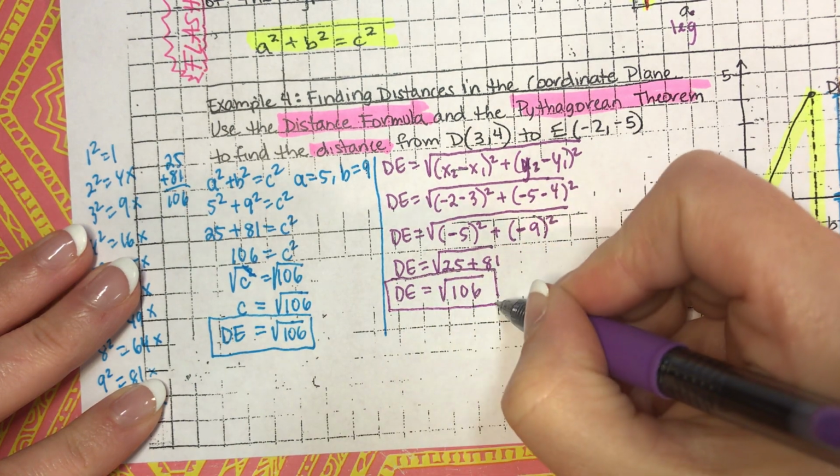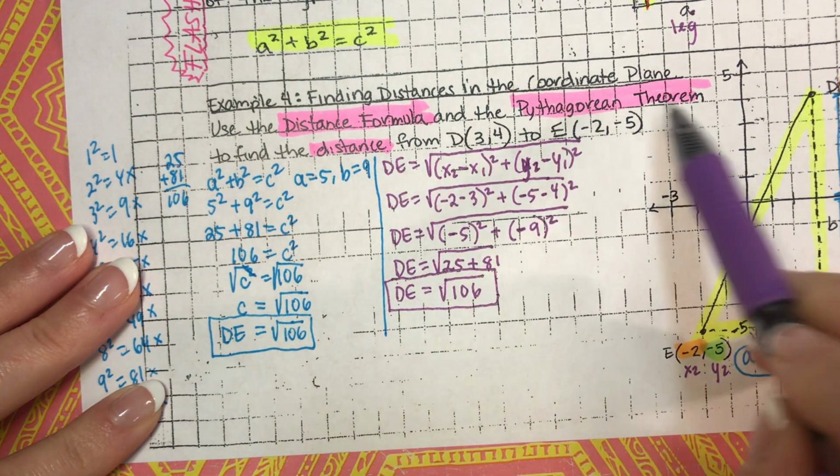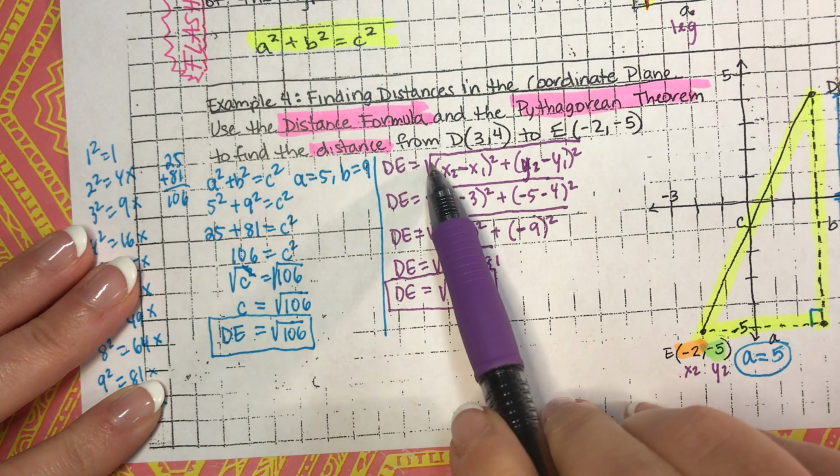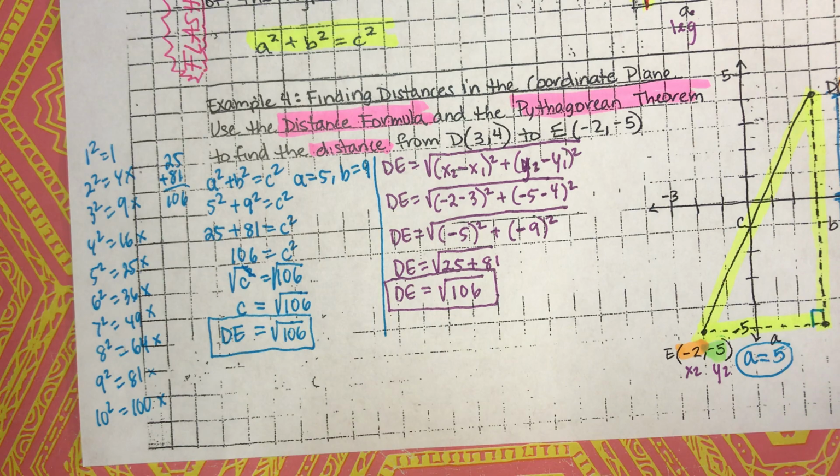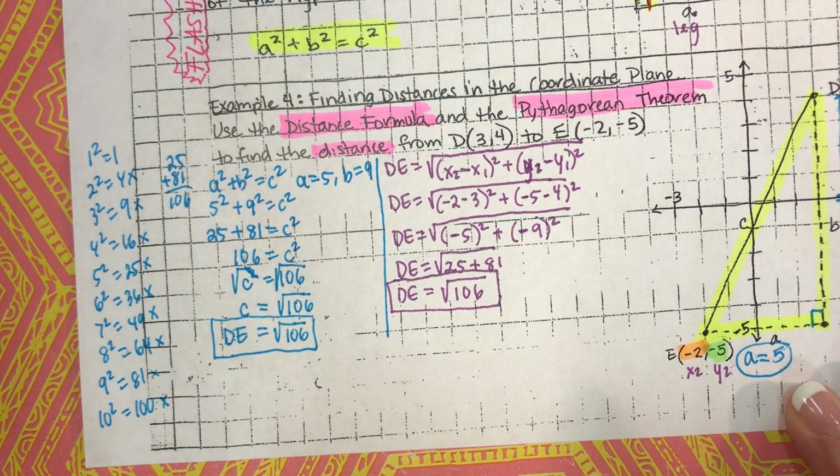And you get the same thing. So use the distance formula and the Pythagorean theorem to find the distance from D to E. And so we did it both ways right there. Awesome, awesome, awesome. Okay, let's go ahead and practice this again.